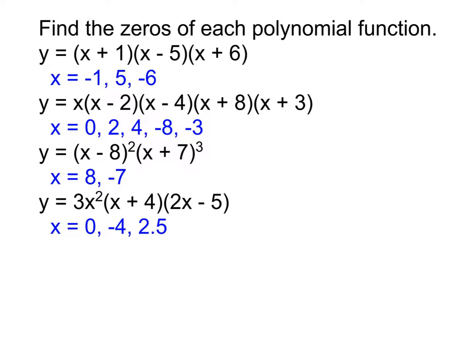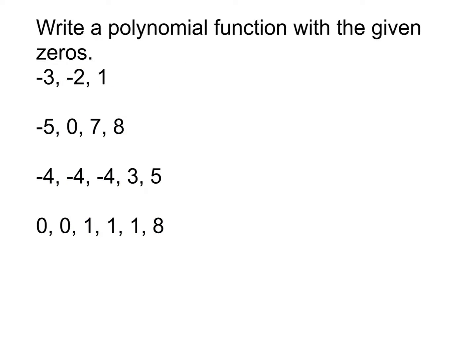So if you can do those, you can do these. Because in each of these problems, you're given the zeros, and you're asked to write the equation that would give those zeros. So it's basically the same thing we just did, except backwards. So again, when you do this on your paper, make sure you're writing out both the original problem and your answer, so it's useful when you look back at it later.